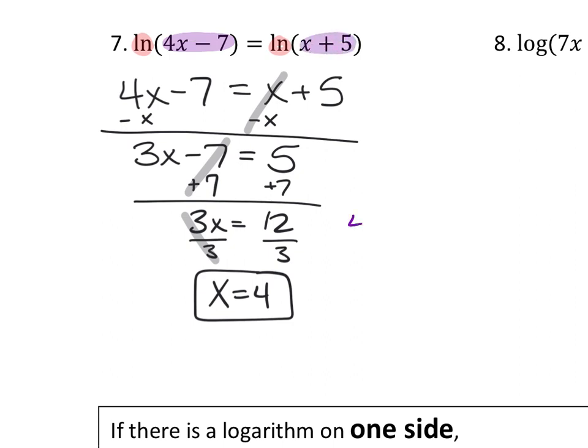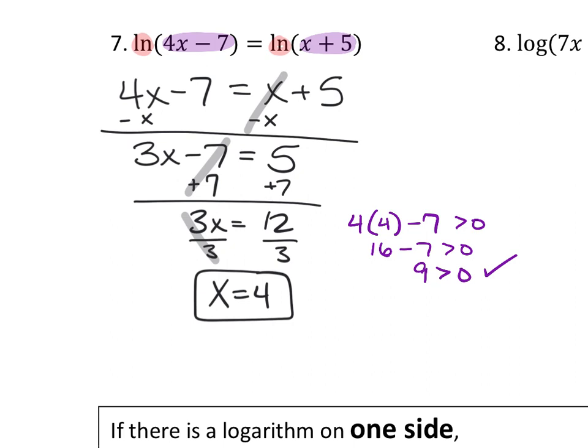We have to double check. What is 4 times 4 minus 7? Is that greater than 0? Well, 4 times 4 is 16, and 16 minus 7 is 9. Is 9 greater than 0? Yeah, so this one is okay.